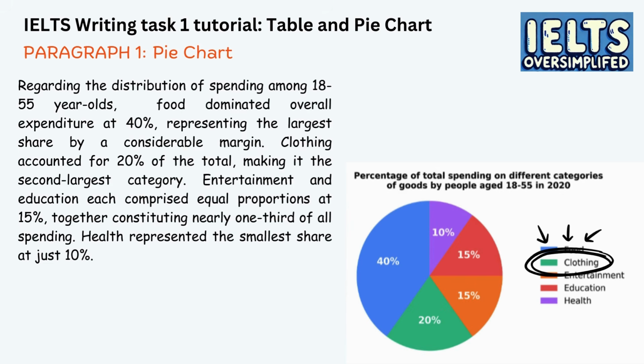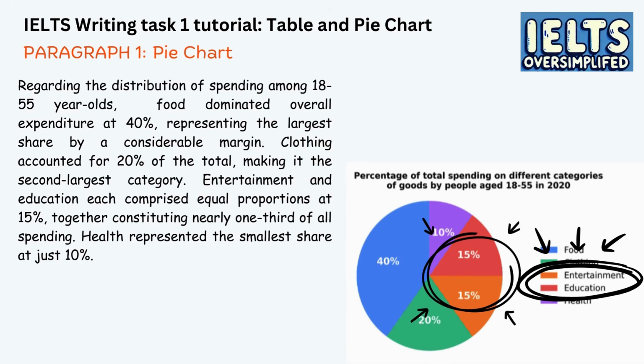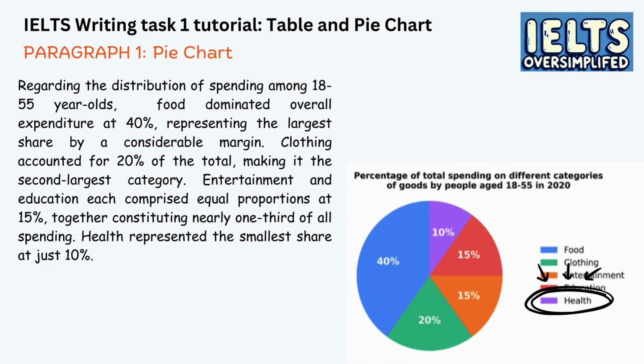Clothing accounted for 20% of the total, making it the second largest category. Entertainment and education each comprised equal proportions at 15%, together constituting nearly 1/3 of all spending. Health represented the smallest share at just 10%.